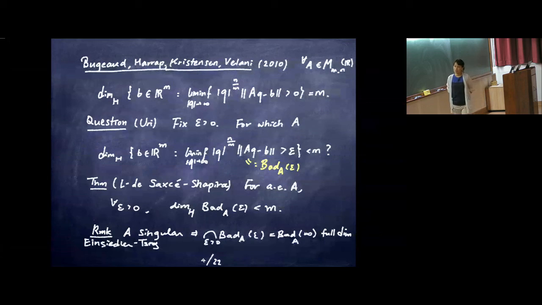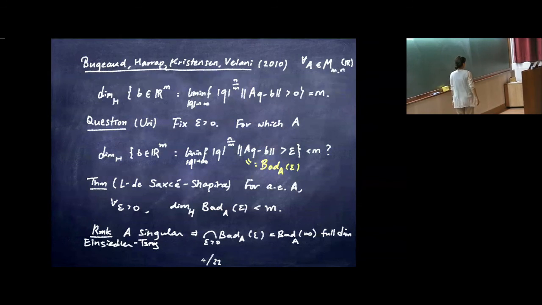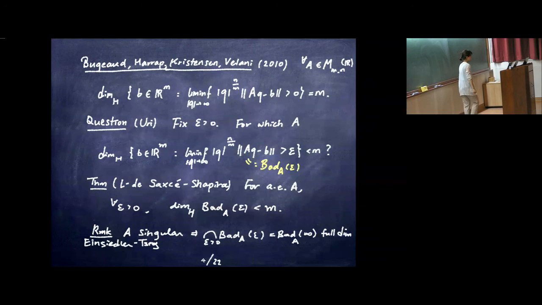And let me mention that Einsiedler and Zhang already had shown, I think in 2011 or so, that if A is singular, then actually a much smaller set, namely the intersection of all bad sets over all epsilon, is already full. So we have this extreme case of singular matrix, and we want to know what happens in other cases.